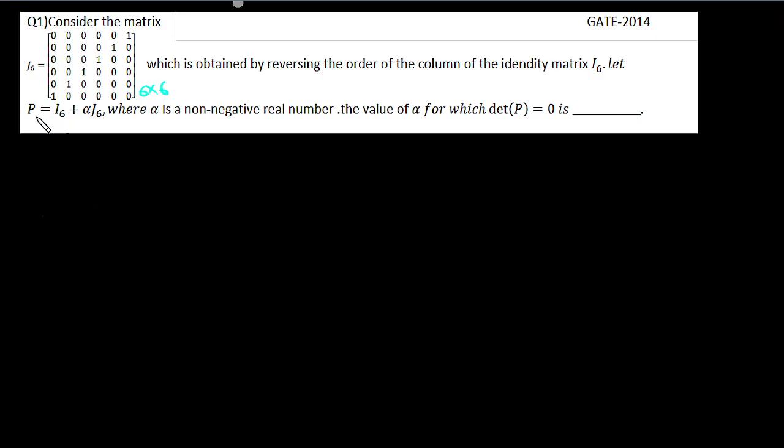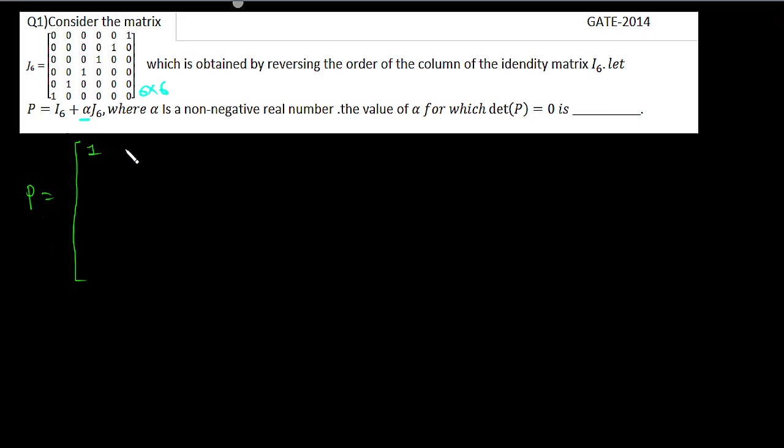Let P be the matrix defined as I plus alpha J6, where alpha is a non-negative real number. We have to find the value of alpha for which the determinant of this P matrix will be 0. First of all, let's form this matrix P. Here we have to write I6, the identity matrix of the sixth order.